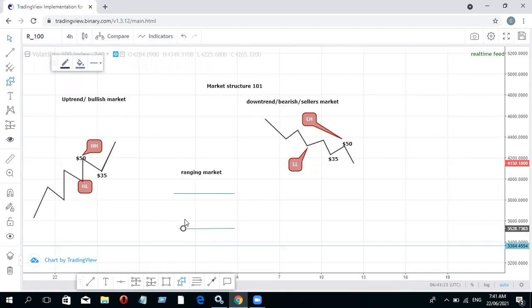You see the market going up, bouncing, going up, coming down, going up, coming down, going up, coming down. So this is a range. The market is not making higher highs and higher lows like in this case. It doesn't have a particular direction. It's just in between a box. This upper box is called a resistance, and the lower box is called a support.